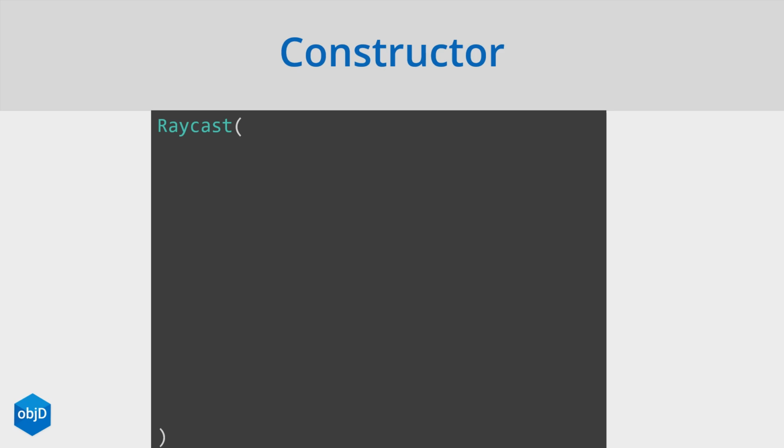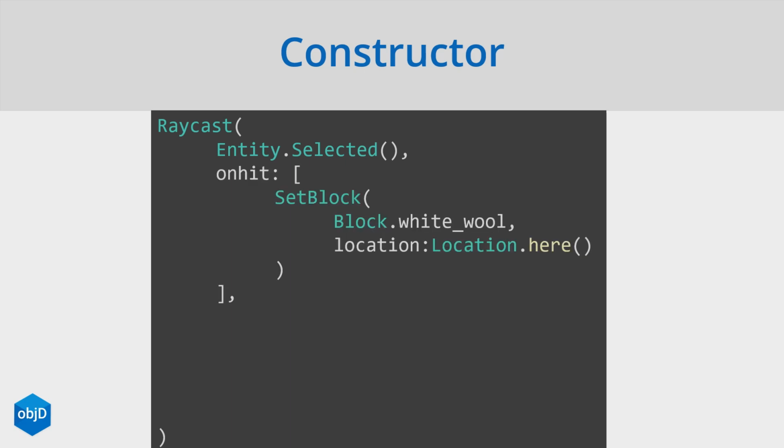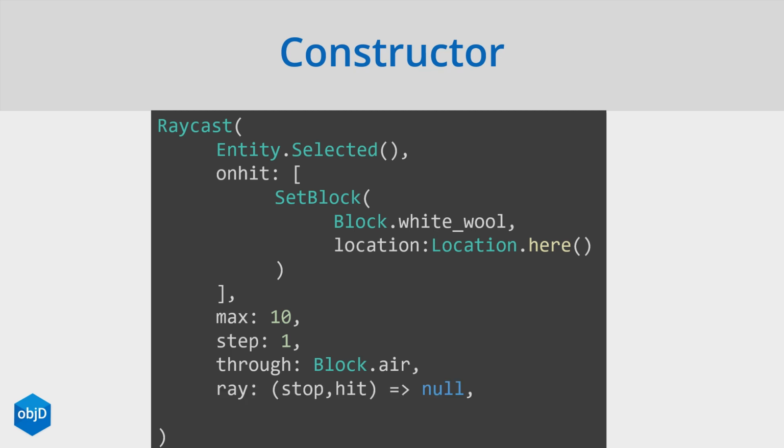Obviously you have to specify the entity or the player from which the ray should start here. And then you can give it a list of widgets that should execute when the ray hits something, by default a block. All the following arguments are optional, so you don't have to use them. For example, the max range here, or the step value that determines the accuracy. Then you also have the option to specify a block or a block tag that the ray should pass. By default this is block.air. Then the ray property is a bit special. It is executed on each step that the ray goes through. We'll take a look at this later. And then you can also specify an alternative scoreboard for counting that is used internally.